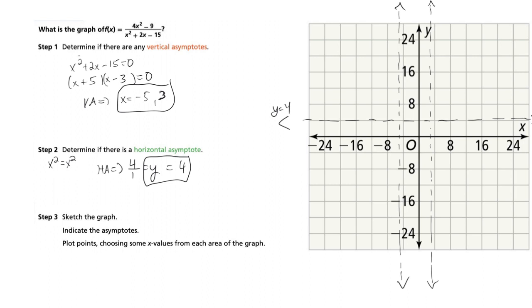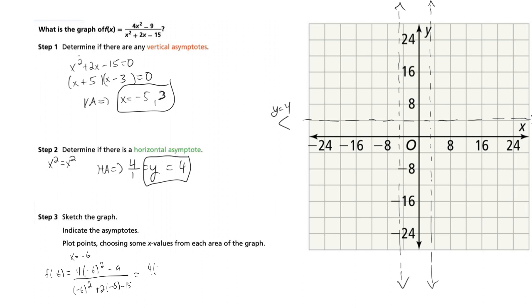Now we need to find a point to the left of negative 5, a point in between negative 5 and 3, and a point to the right of x equals 3. So a point to the left of negative 5 would be x equals negative 6. Let's substitute that into our function. F of negative 6 is equal to 4 times negative 6 squared minus 9 over negative 6 squared plus 2 times negative 6 minus 15.